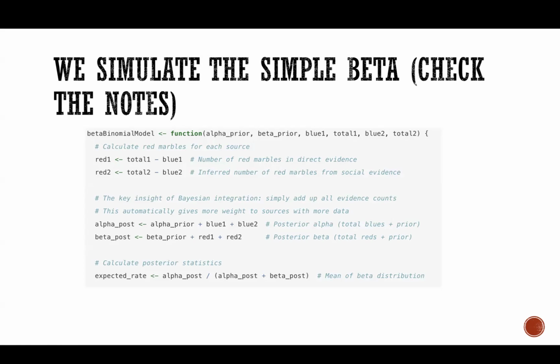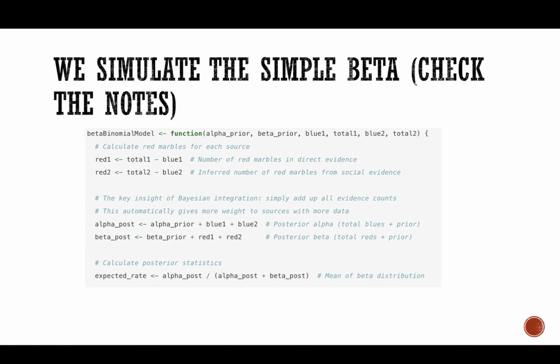We calculate how many of the non-blue marbles there are. And then what we have is that the posterior for the alpha parameter is equal to the alpha prior, so the previous belief, plus the number of blue marbles in our own sample, plus the number of blue marbles according to how we coded the other input, right? That's really the beauty of the beta model, that we just sum up the evidence. The beta posterior, which is the number of zeros or the number of non-blue marbles in this example, is beta prior plus red 1 plus red 2.